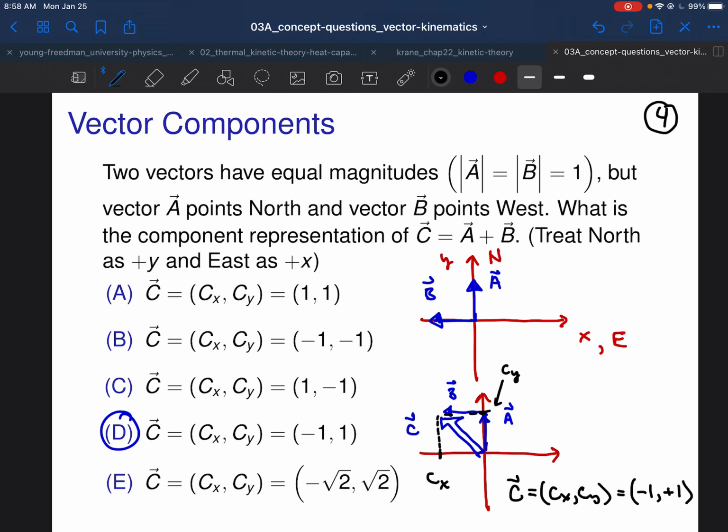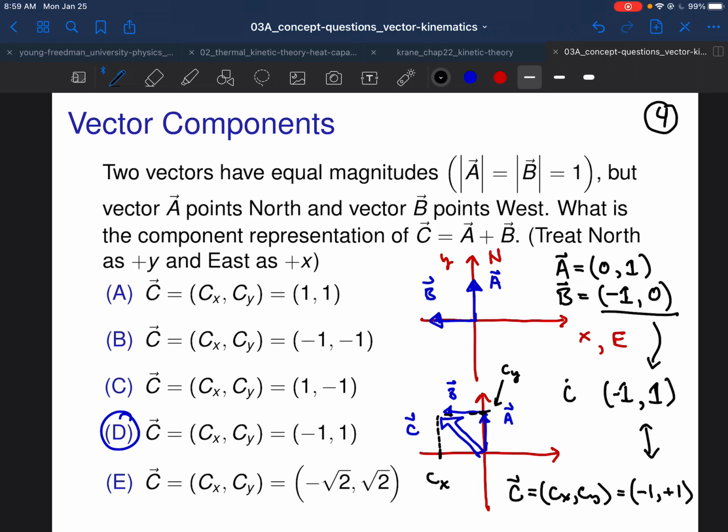What's the other way that we could do this? Well, we can find the components of A and B immediately. A only points along the y-axis, so it has a 0 x component and a 1 y component. And B points along the negative x-axis, so it's minus 1, comma 0. And then if you add those two things together, you get minus 1, comma plus 1, which is the same thing we got here.